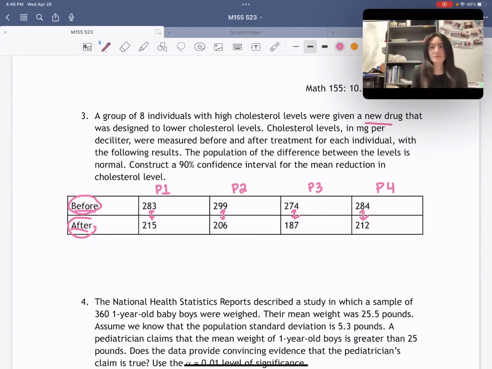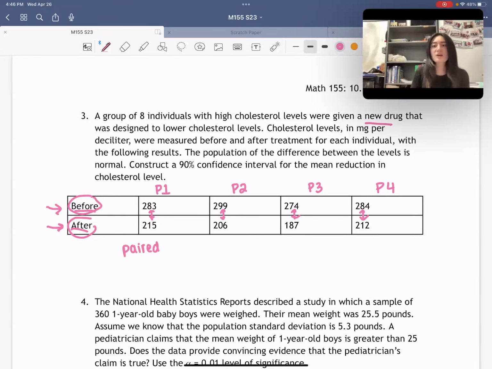Another reason why I'm thinking that this is paired sampling is, I'm pretty sure the person's before cholesterol level might have some sort of relationship with their after cholesterol level. For example, if someone has high cholesterol before, I would still expect their after to be a little bit higher. So I would think that there's some sort of relationship between the two. I'm thinking paired for this one.